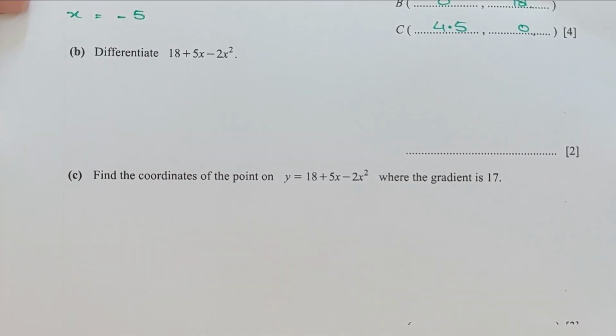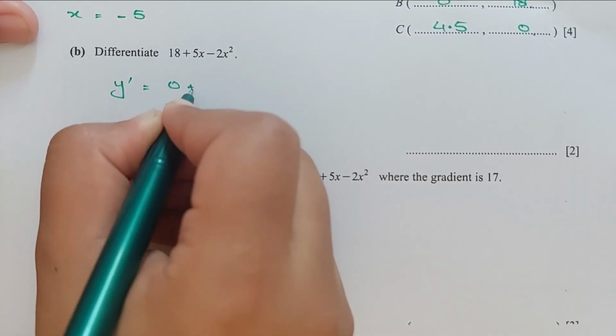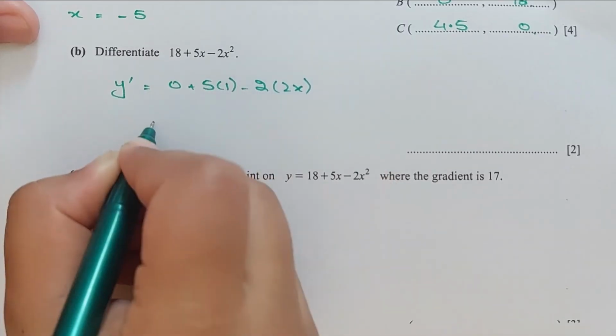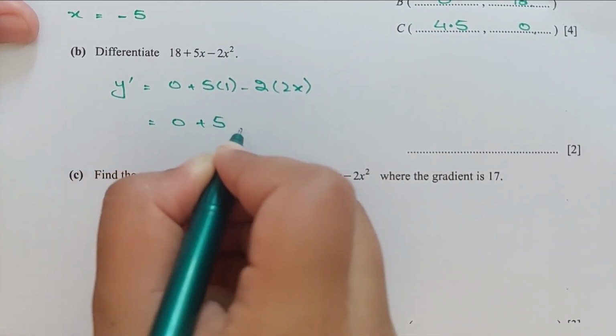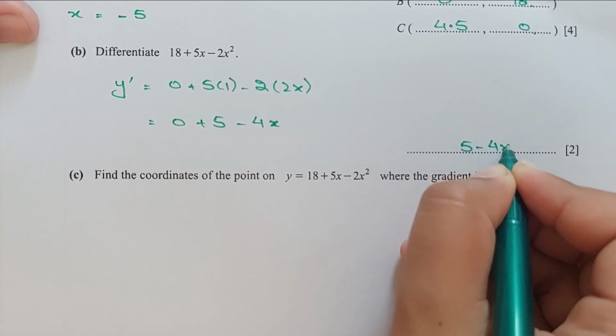Now for part B, differentiate this. Okay. So y prime, this is 0 plus 5 into 1 minus 2 into 2x. So this is 0 plus 5 minus 4x. So this is 5 minus 4x is the derivative.